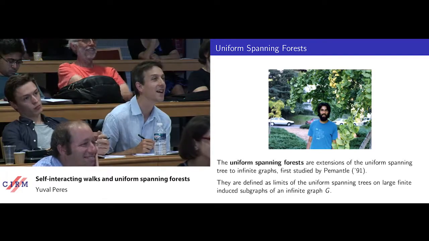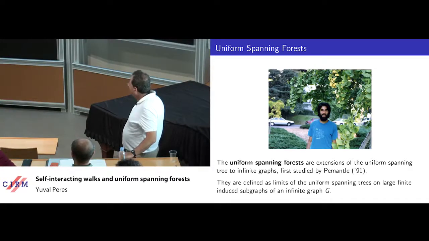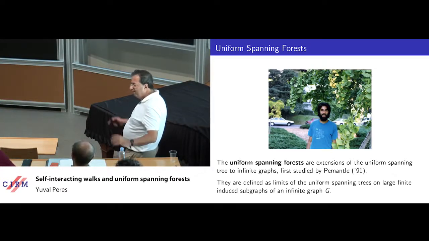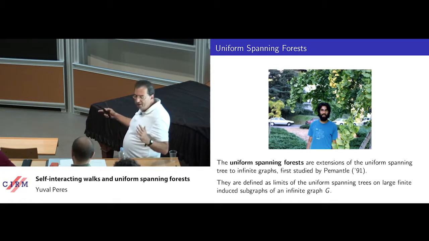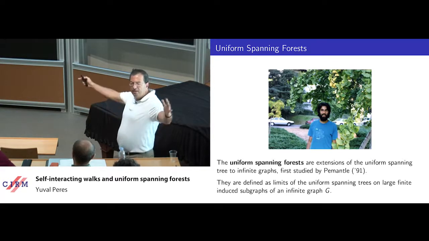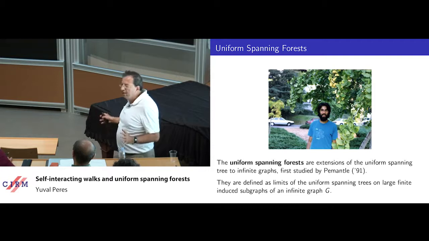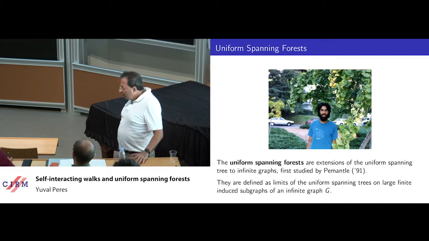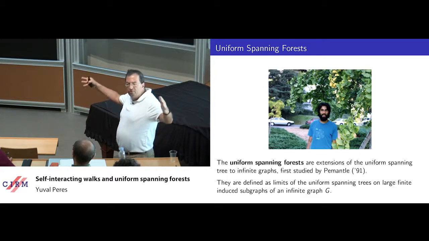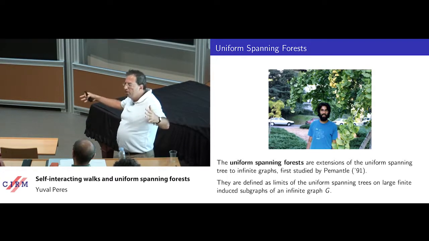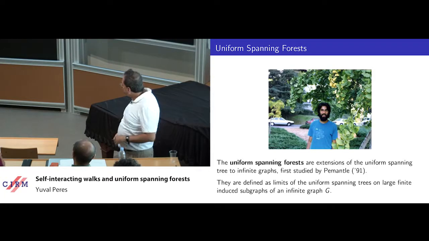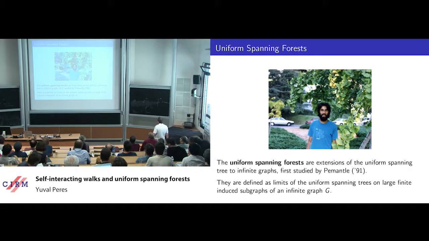So a uniform spanning forest is obtained by taking a uniform spanning tree in a finite subgraph and taking a limit as the subgraph goes to infinity. So we have an infinite graph, say locally finite but arbitrary. Take an exhaustion by a sequence of finite subgraphs. In each one, you pick a uniform spanning tree, and you pass to the limit. If the initial graph is transient, which we will assume, then the spanning forest can be, okay, I'm jumping ahead.